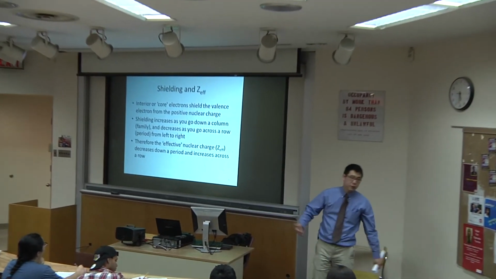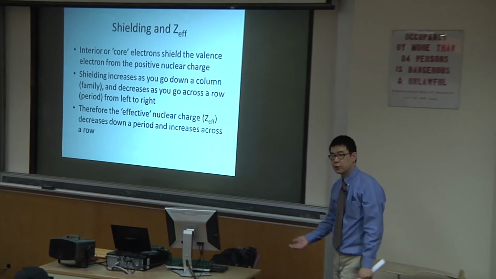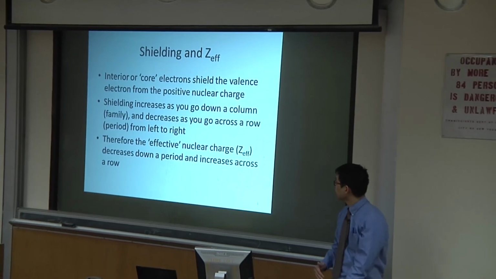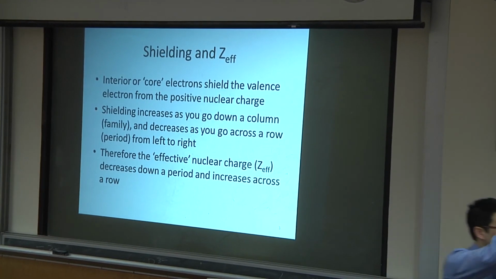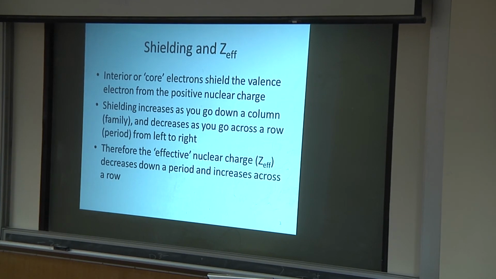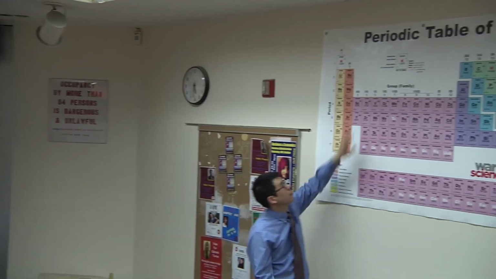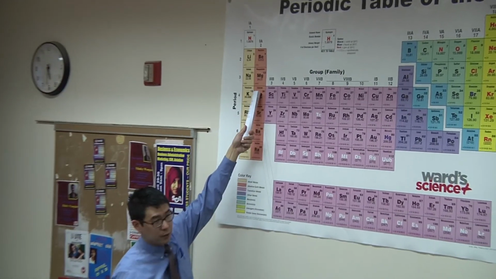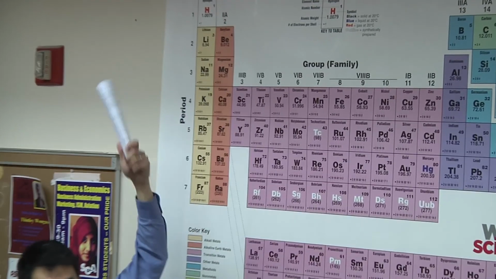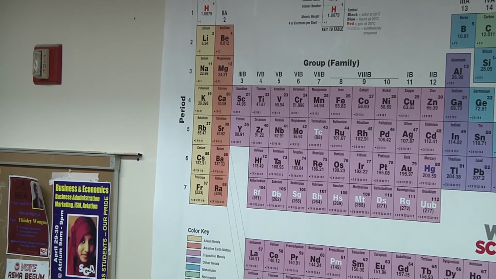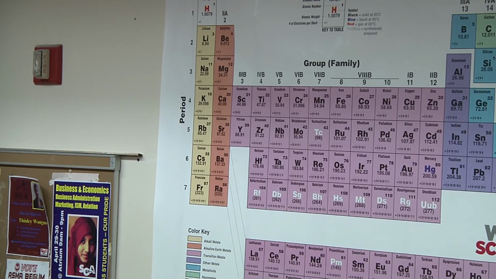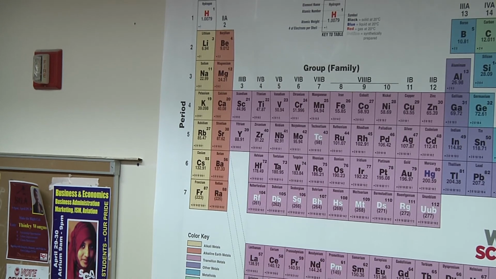As the shielding increases, what happens to the effective nuclear charge? It decreases. So as you go down a family, the shielding increases and the effective nuclear charge felt by the valence electrons decreases. The effective nuclear charge felt by strontium's valence electrons is going to be lower than that felt by calcium, which is lower than magnesium, and so on. As you go down a column, that is intuitive and makes sense.